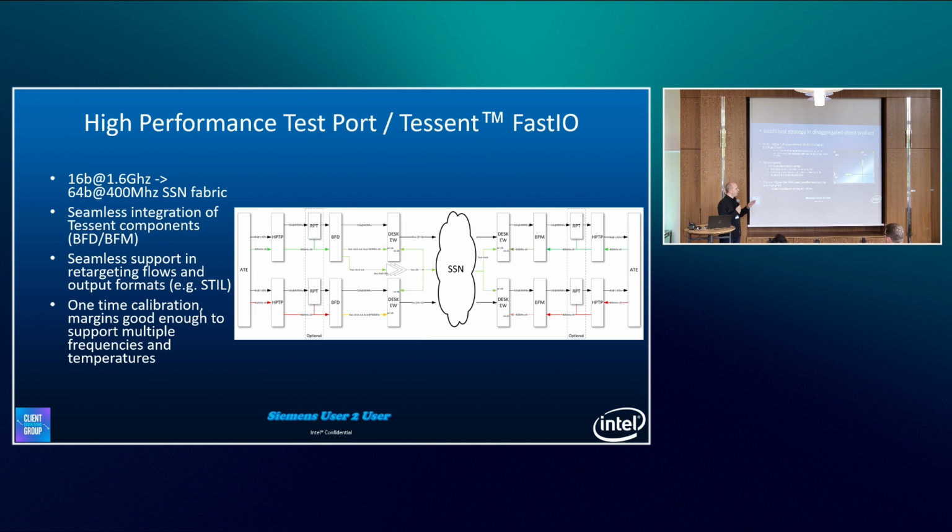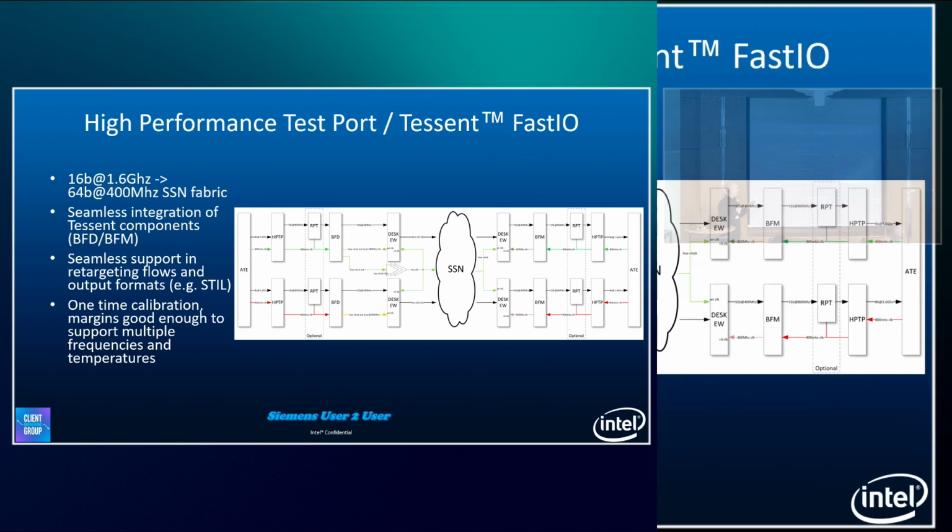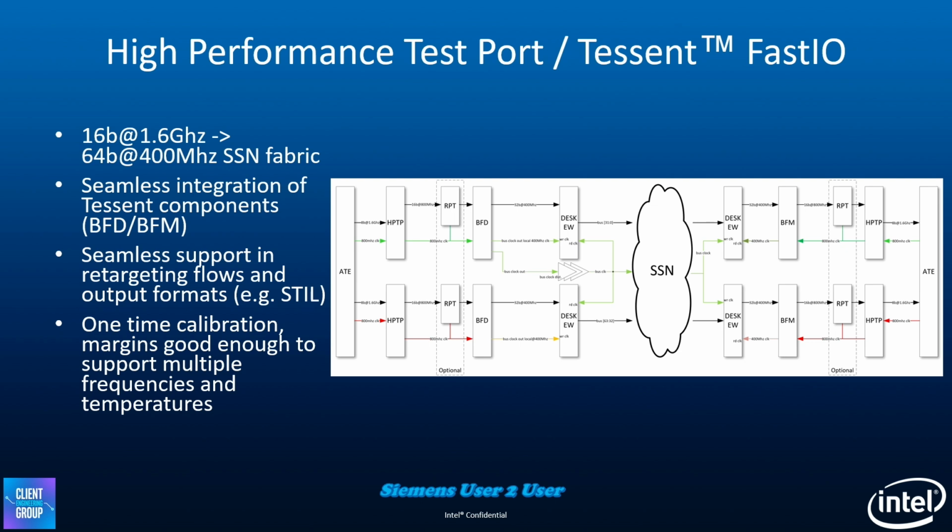Tessent doesn't really care if you retarget to a full wide I/O going at 400 megahertz or to a very narrow channel doing double data rate at a higher frequency. It handles it seamlessly. You can even create two retargeting targets, one to a very wide network, which is slow speed, one to a very narrow fabric, which is high speed. It all just works out of the box.